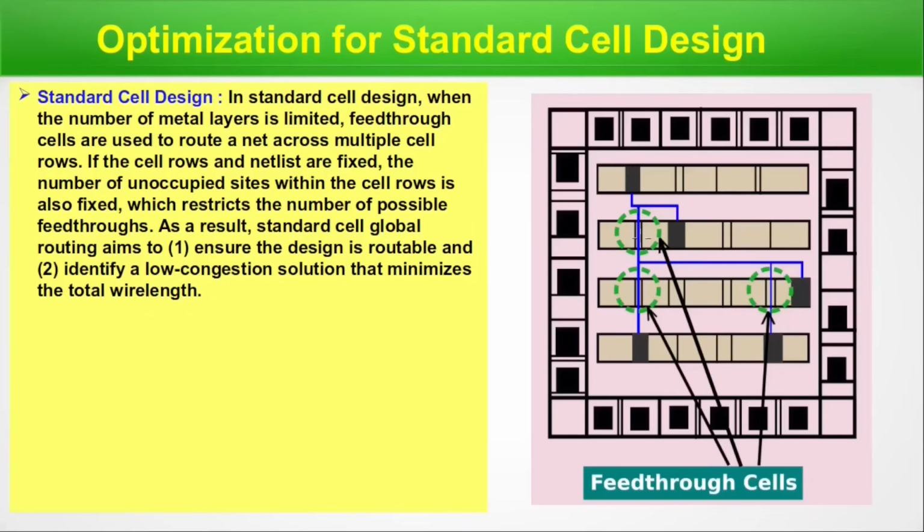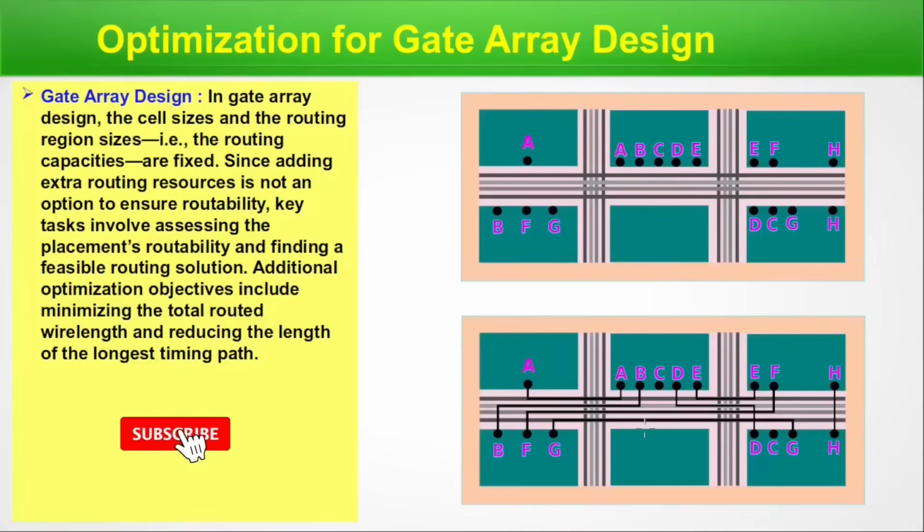So these are feed-through cells. They're used when metal layers are limited. Feed-through cells are used for optimization of standard cell design. Next is gate array design. In gate array design, the cell sizes and routing region sizes, that is routing capacities, are fixed.